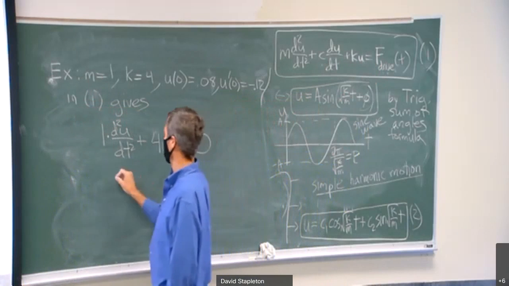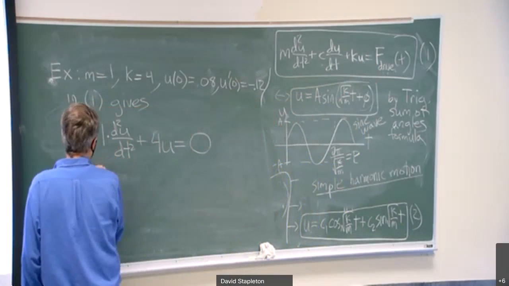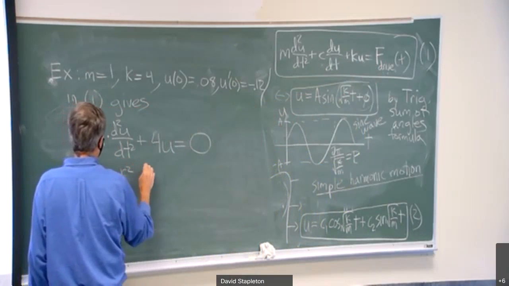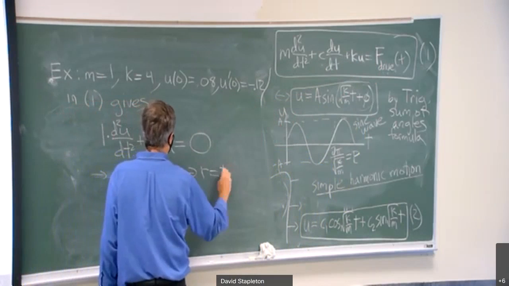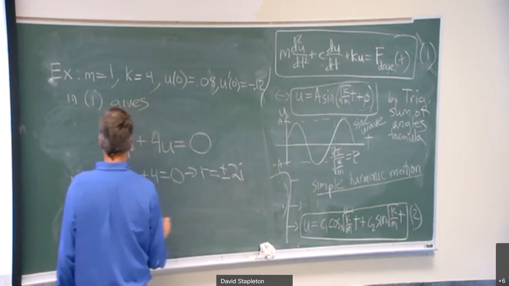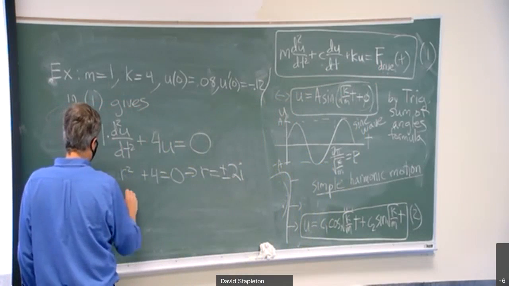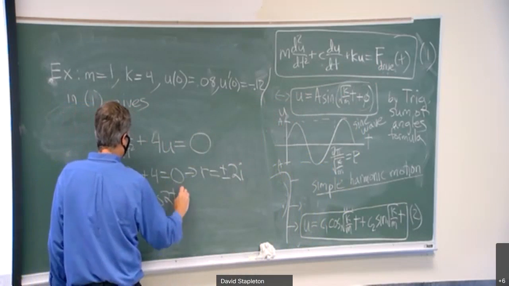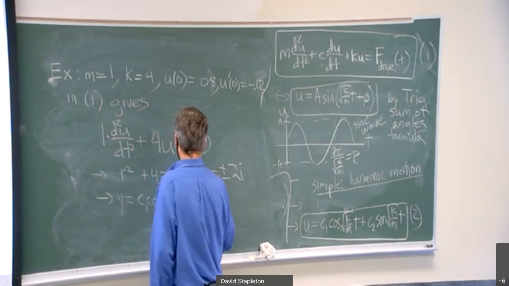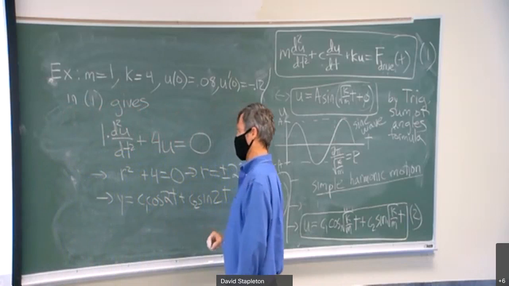This is easy to solve, right? The characteristic equation implied by this is r squared plus 4 equals 0. That tells you that r equals plus or minus 2i. If it's imaginary, that tells you the solutions are cosine and sine. C1 times cosine 2t plus C2 sine 2t is the general solution.